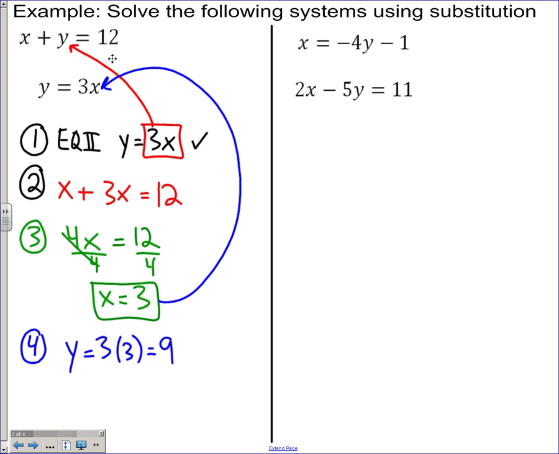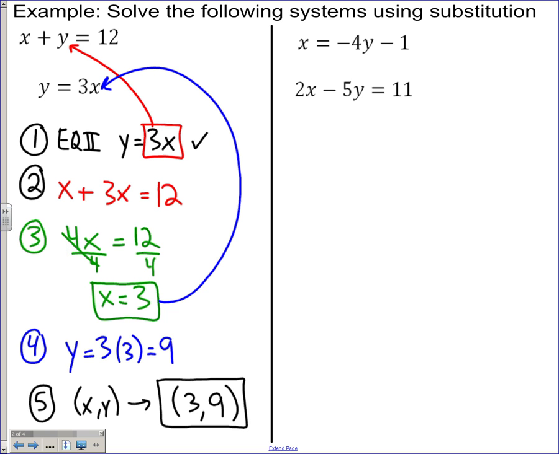So finally my solution, as always, is an ordered pair. So my solution as an ordered pair (x, y) is (3, 9). So that would be my final answer. And if I wanted to check that that works, I could plug in for x and y in both equations, and I should get true statements. So we have a bunch of examples we're just going to go through and see what some of the different outcomes are.